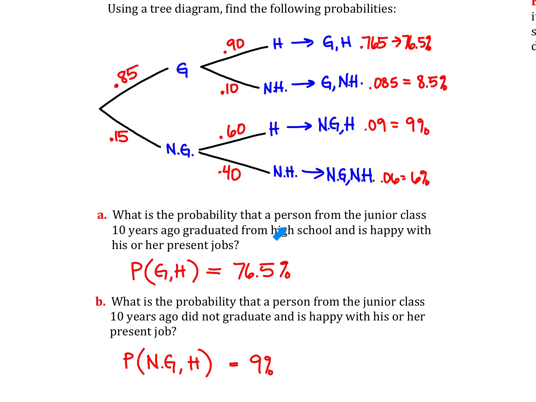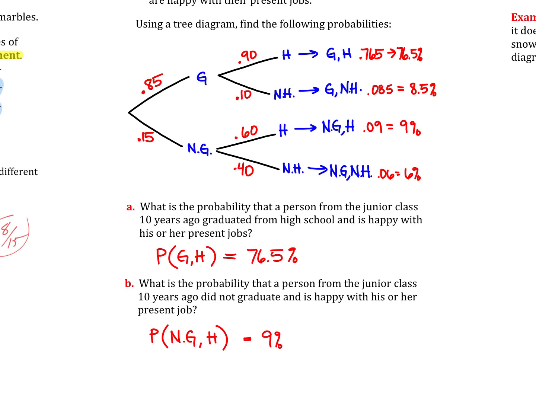What is the probability that a person from the junior class is graduated and is happy? So we want the probability someone's graduated and happy. So they graduated and they're happy with their job. That's the 76.5% here. Probability that a person did not graduate and is happy. Not graduate and are happy, which is that 9% there. So having that tree diagram certainly helps us.